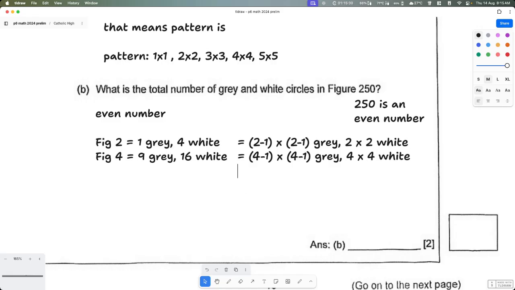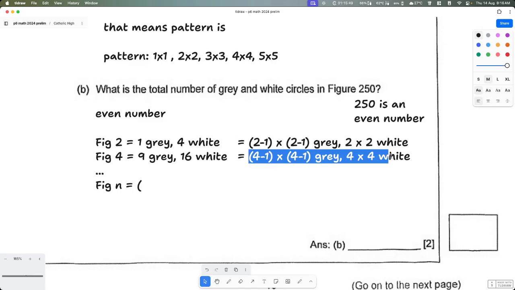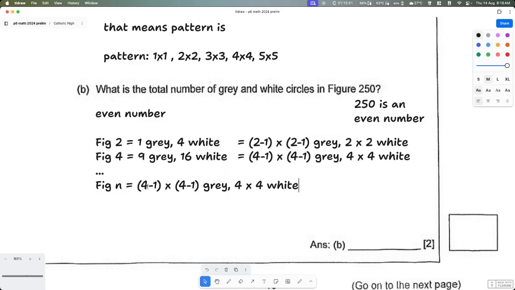So that means figure n is equal to, let me just put here dot dot dot, figure n is equal to, I'll just copy this whole thing, n minus 1 times n minus 1, and then n times n. That's basically it, right? So we'll get the gray and white first, and then we can get a total.